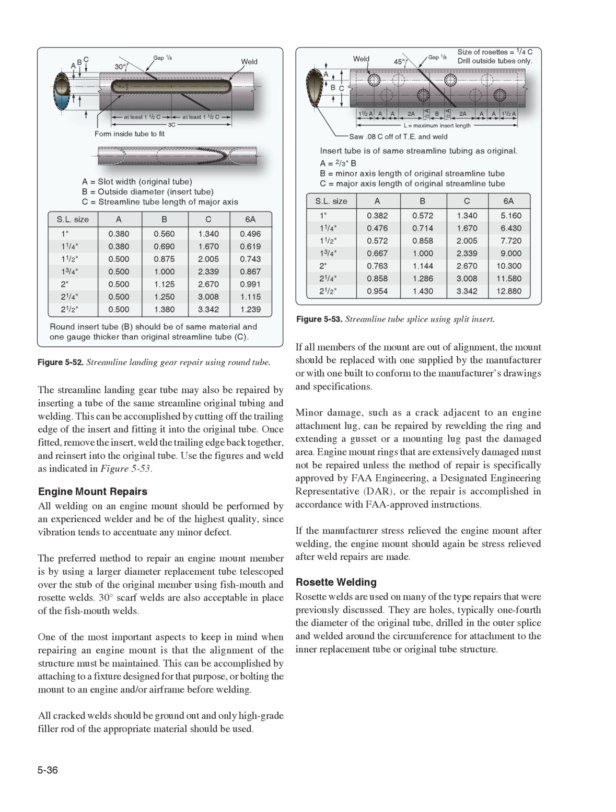Rosette welding. Rosette welds are used on many of the type repairs that were previously discussed. They are holes, typically 1/4 the diameter of the original tube, drilled in the outer splice and welded around the circumference for attachment to the inner replacement tube or original tube structure.